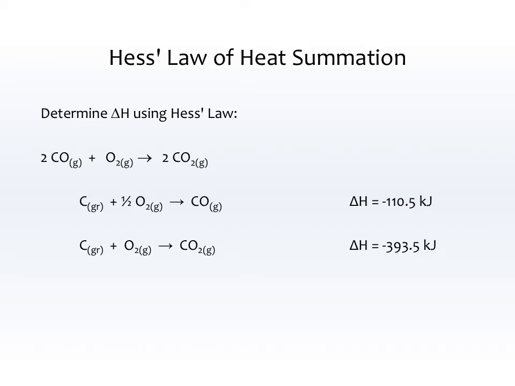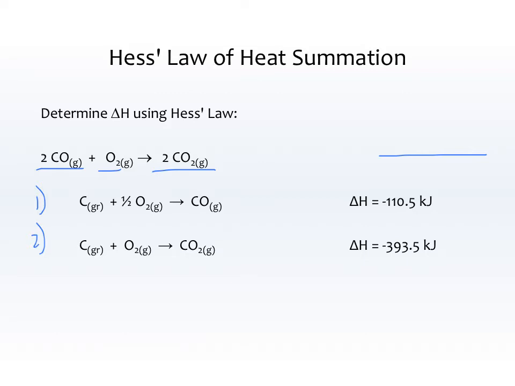So let's look at Hess's Law of Heat Summation, a series of steps that's going to add up to give the overall final step. I think what this slide is missing is a little blank here for our final answer. Okay, so we have an overall reaction. 2CO plus O2 is going to make 2CO2. And we're going to make that reaction using these 2 reactions. Carbon graphite plus half oxygen makes CO, and carbon graphite plus a whole oxygen makes CO2.